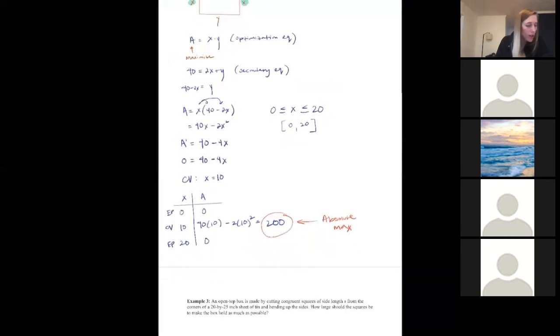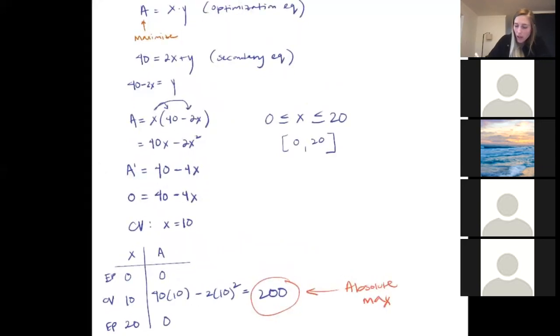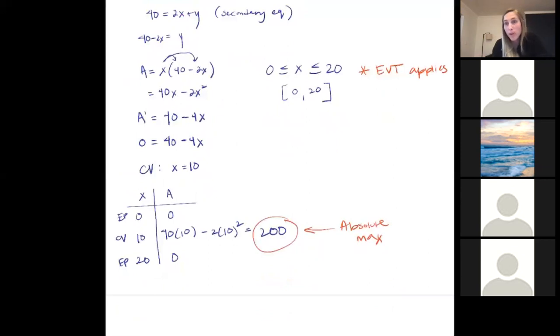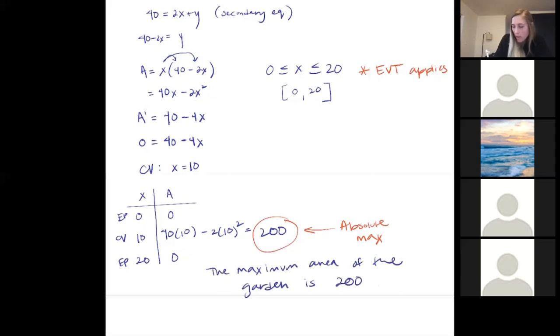This is the justification for the absolute max. Here, I'll even put a note over here: extreme value theorem applies. Right? You're guaranteed to have both an absolute max and absolute min. The absolute min here would be 0, area of 0. We don't care about that though. The question is only asking for the absolute maximum area. So to summarize in a sentence, you could say the maximum area of the garden is 200 square feet.